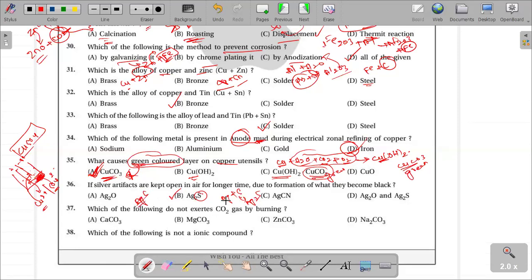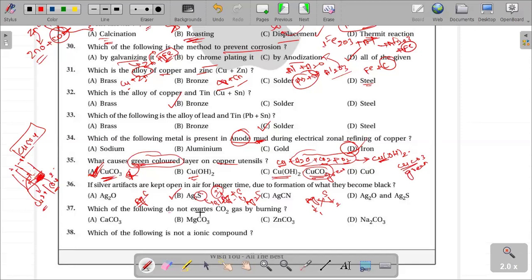Why? Because silver valency is 1, not 2. Silver valency is always 1. Here silver and here sulfur. Sulfur valency is 2, silver valency is 1. Then you have to write Ag 2 times and S 1 time. So Ag2S. This Ag2S is black in color. Okay, next question.